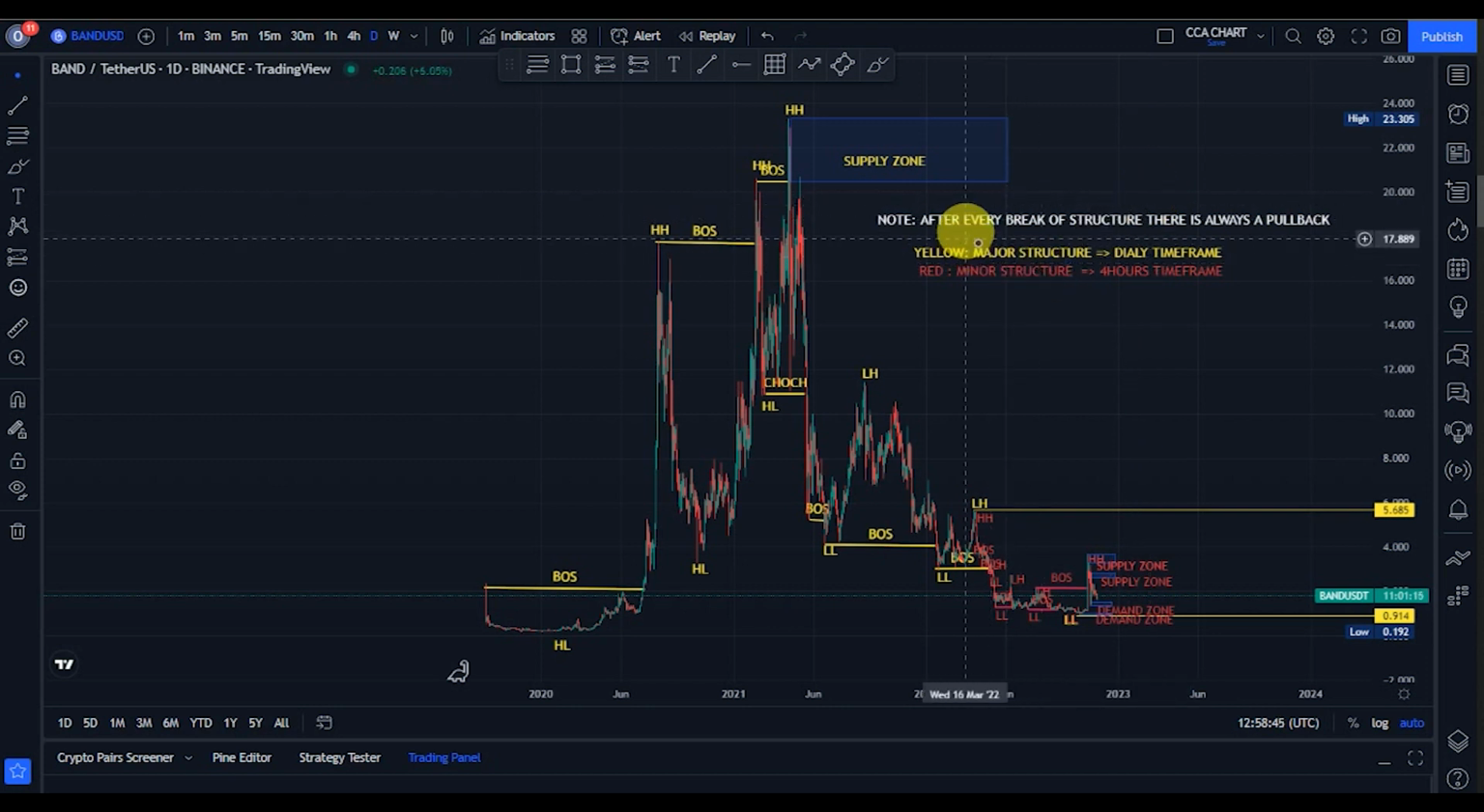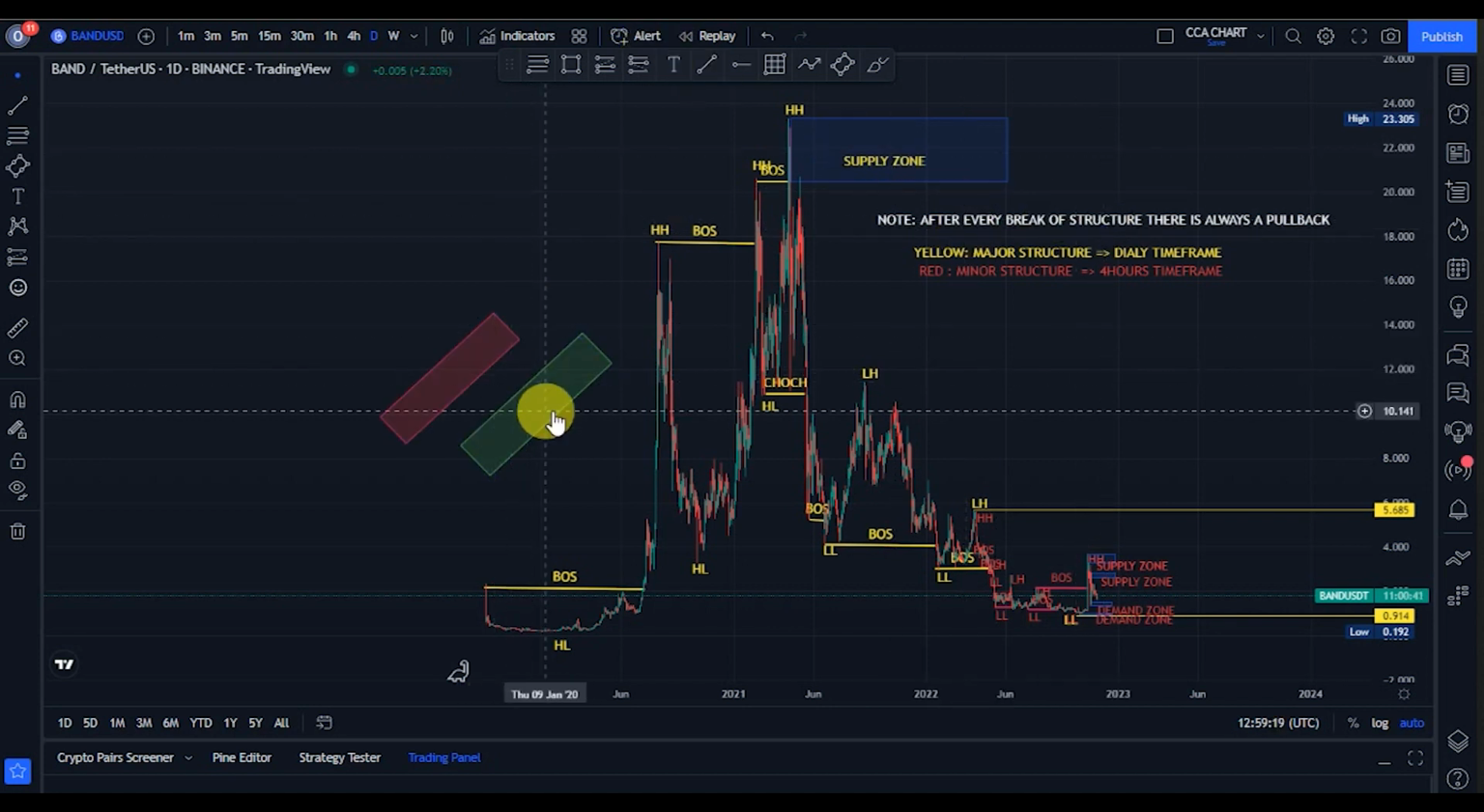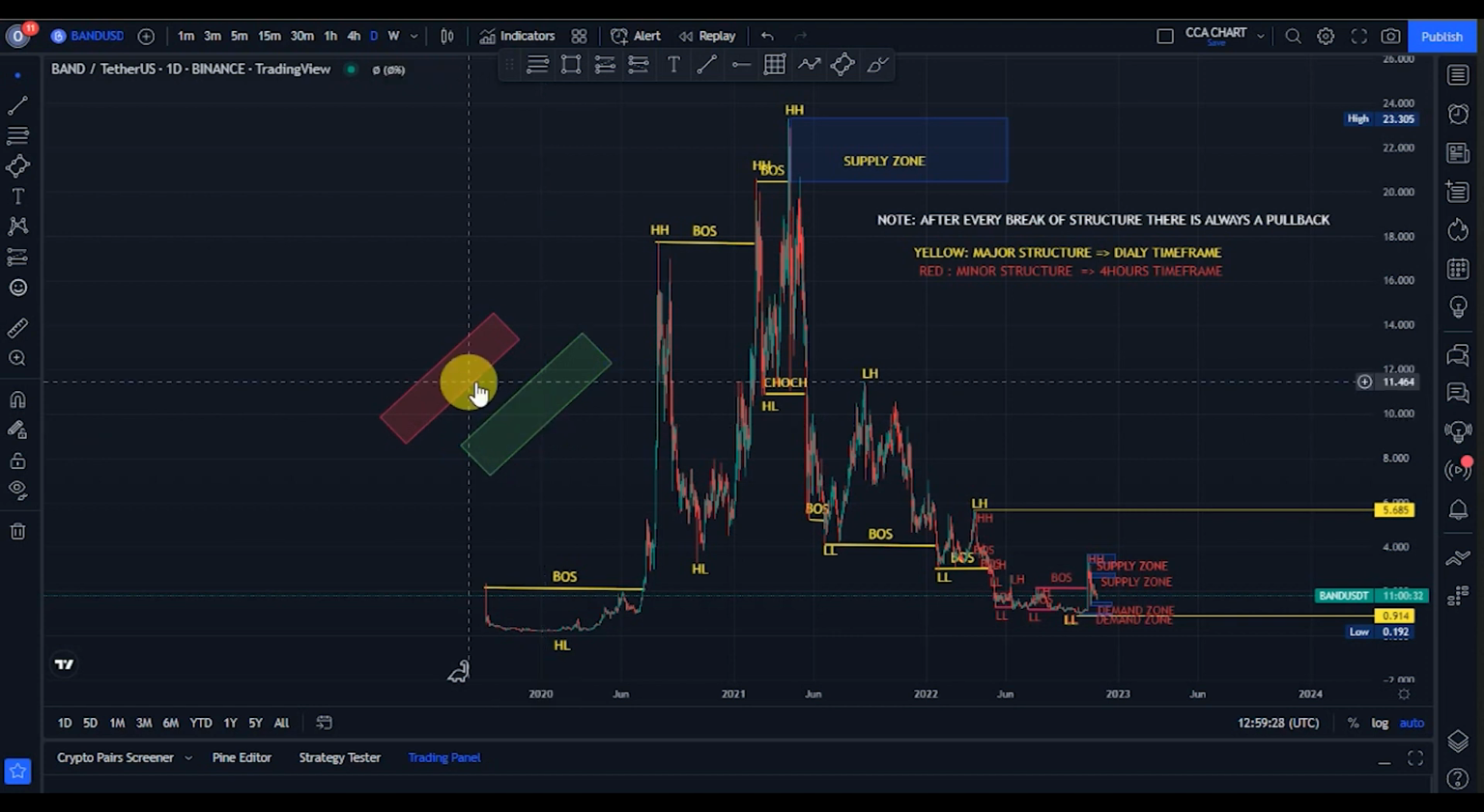But guys, let's have this at the back of our mind, that after every break of structure, there is always a pullback. So guys, I'll be using this tool to show us our move on the market chart price. I'll be using this green tool to show us our bullish move, while I'll be using the red tool to show us our bearish move.